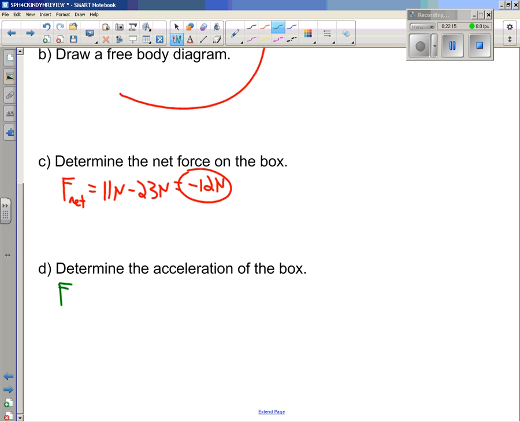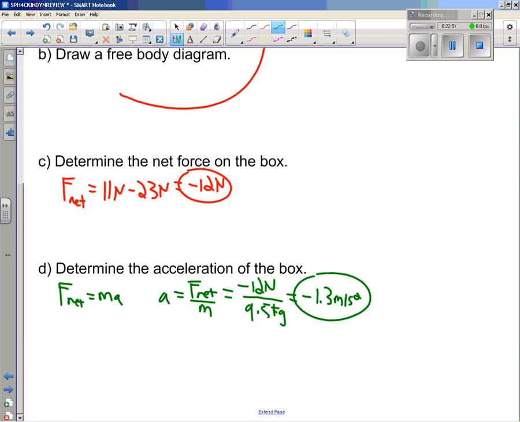All right, so determine the acceleration of the box. Here's another formula: F net equals ma. It's on your formula sheet. If you have the net force, it's equal to mass times acceleration. Or to rearrange that, acceleration equals F net over m. The net force is negative 12. The mass is still the 9.5 kilograms. If I punch that into my calculator, negative 12 divided by 9.5, I get negative 1.3 meters per second squared. You can also express that as newtons per kilogram, but it's more commonly expressed as meters per second squared.